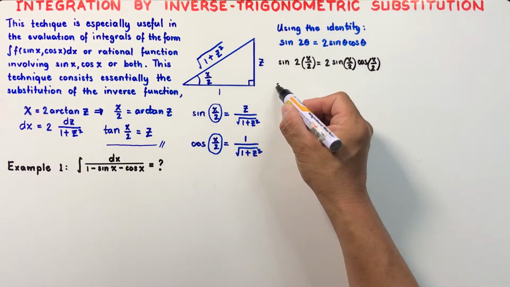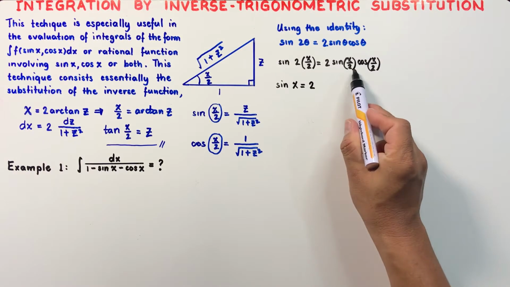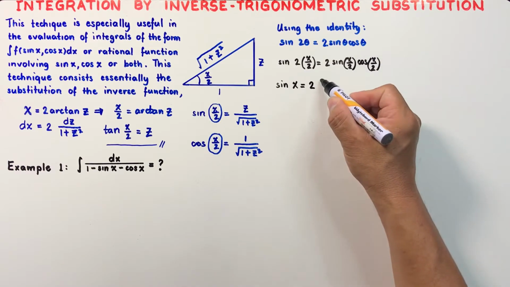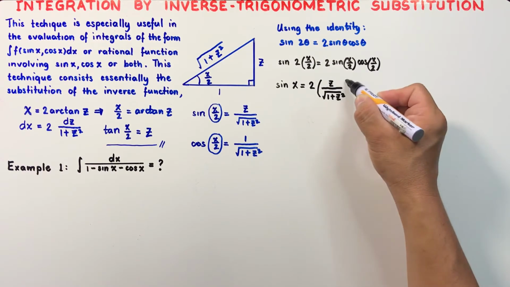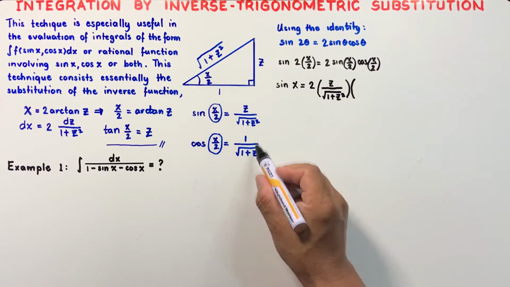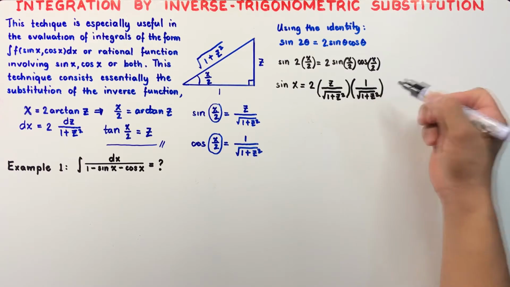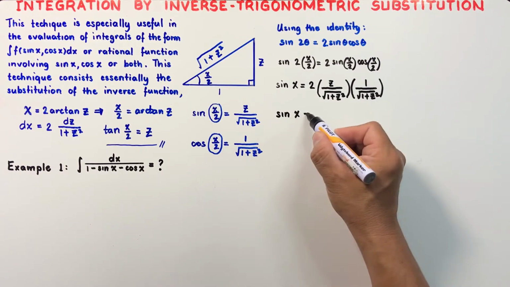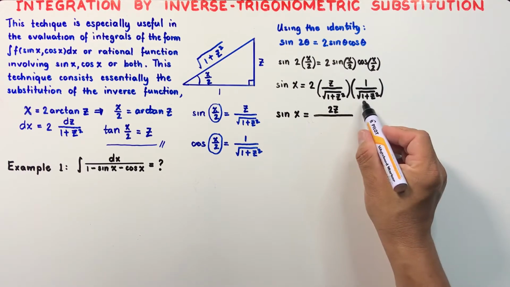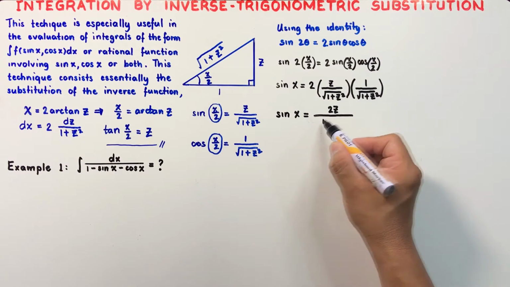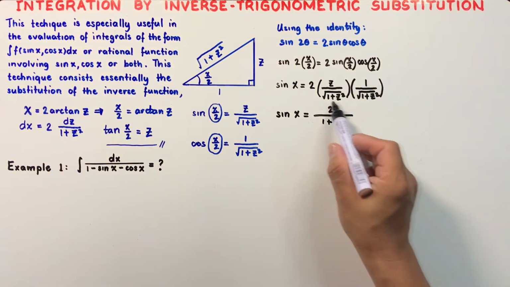And we know that the sine of twice x over 2 is just sine x. And also, we know that sine of x over 2 is this one here. So this is 2 times z over the square root of 1 plus the square of z. And this is multiplied by the value of cosine x over 2, which is this one, 1 over the square root of 1 plus the square of z. So simplifying our equation here, we have sine x equal to 2z over the square root of 1 plus z squared times the square root of 1 plus z squared, that makes the whole exponent of 1. So this is 1 plus the square of z. So this is now the value of sine x.